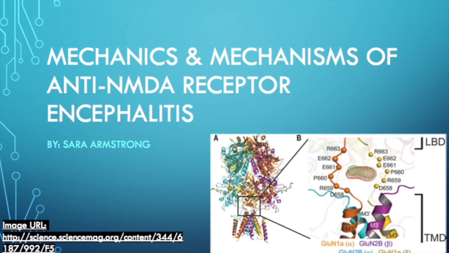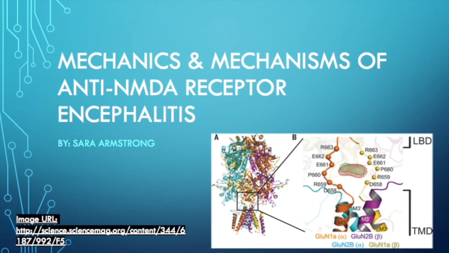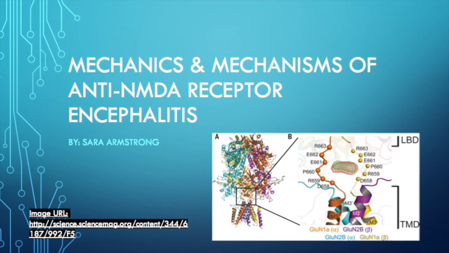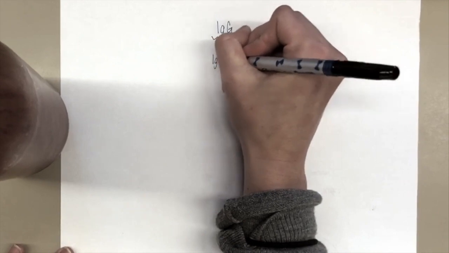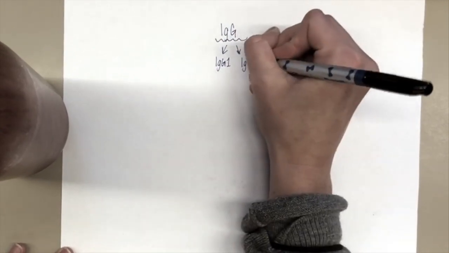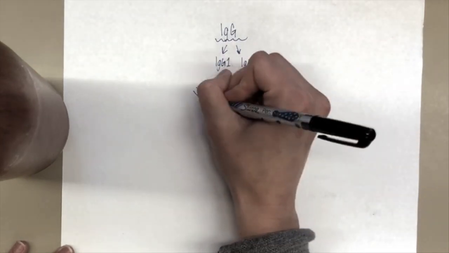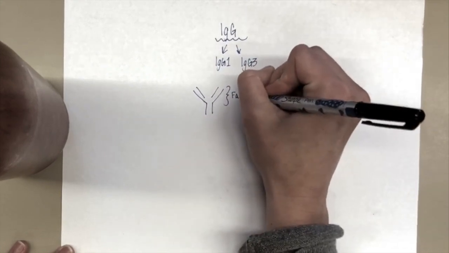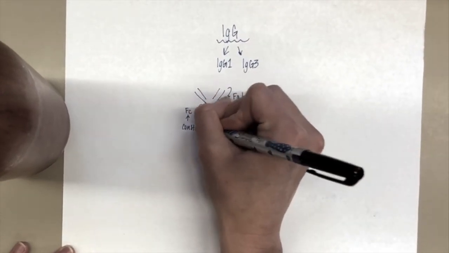I will be focusing on how the N-methyl D-aspartate receptor, also known as NMDAR, plays a key role in anti-NMDA receptor encephalitis. I will also be focusing on a brief overview of the mechanisms involved in this disease. Immunoglobulin G, IgG, is the most prevalent antibody found in our bodies. IgG is part of our immune system to offer protection against bacterial and viral infections. Anti-NMDA receptor encephalitis is described as having IgG1 and IgG3, which are two subtypes of the IgG antibody class.